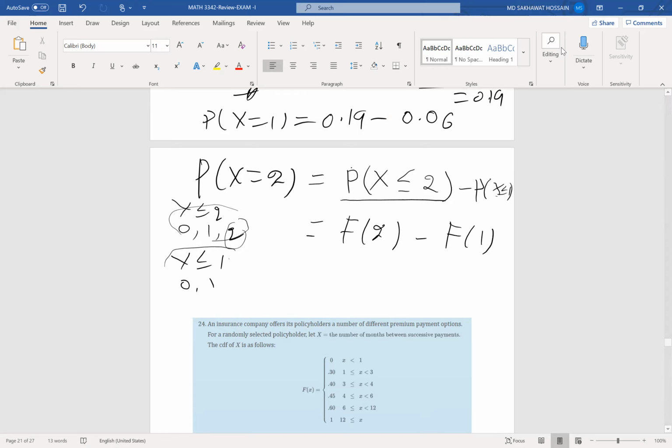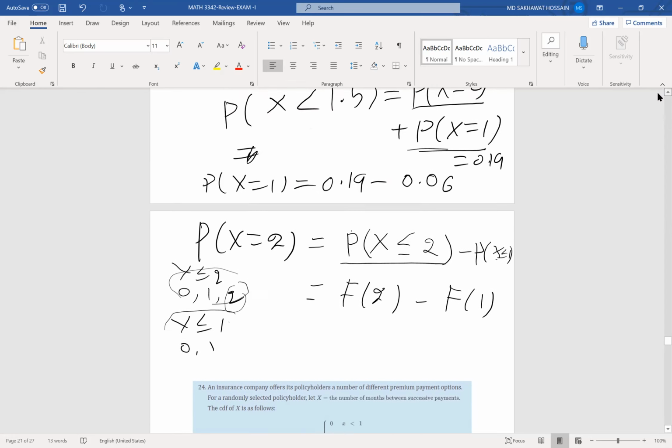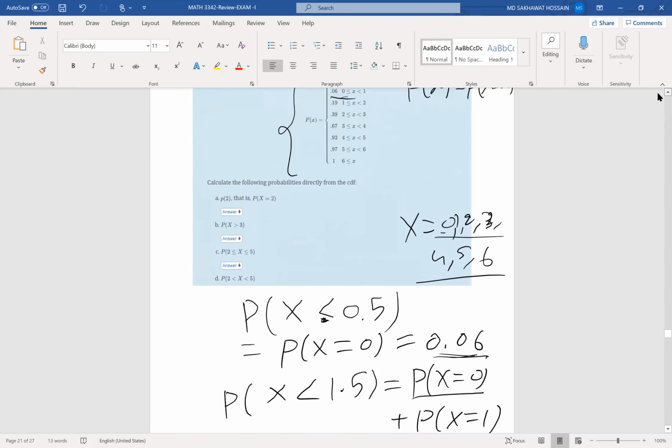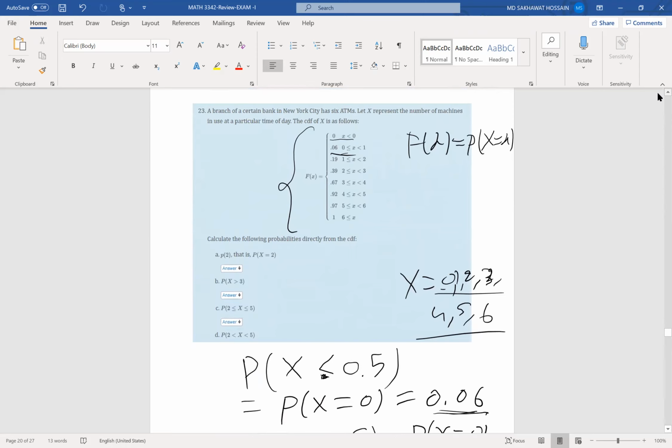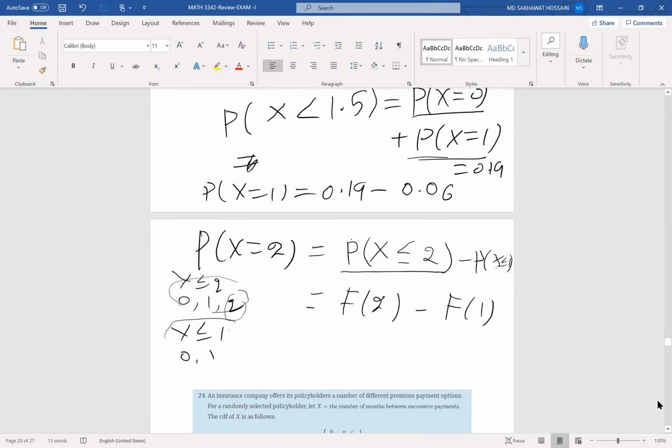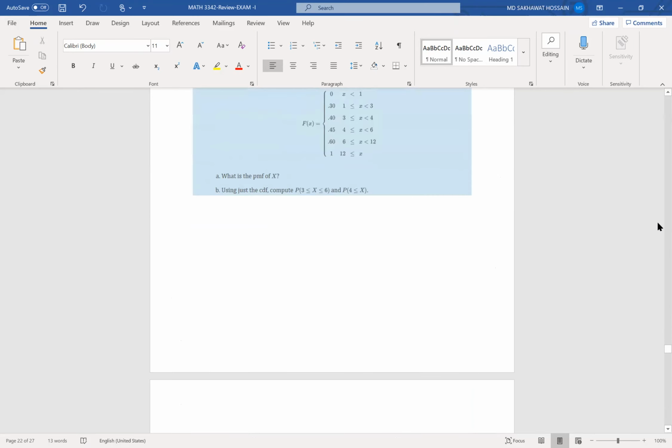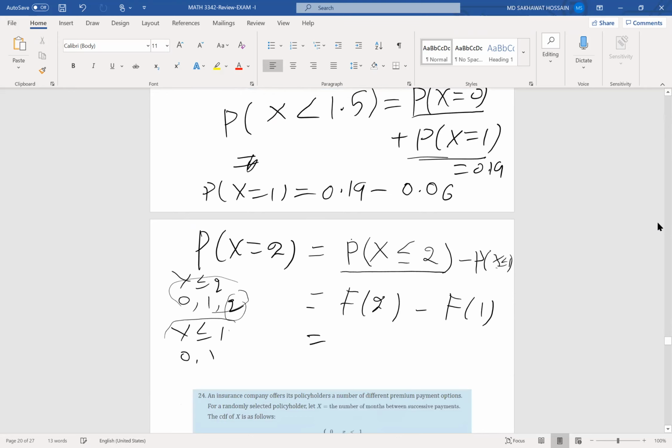So what is f of 2? F of 2 is the value of f of x when x is 2. Here x is equal to 2, so f of 2 is 0.39. So this probability will be 0.39, and f of 1 is 0.19. So it will be 0.20.